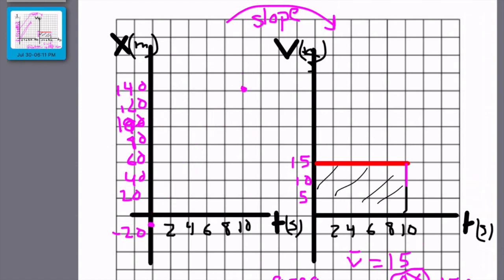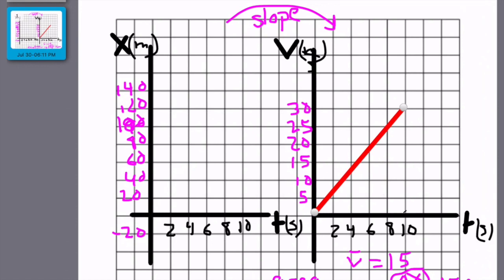Okay, let's make a little harder problem. Let me erase this, and I'm going to move that velocity graph a little bit. How about this? Okay. Well, we got a little problem now, because it's the area under the curve, 20, 25, 30.